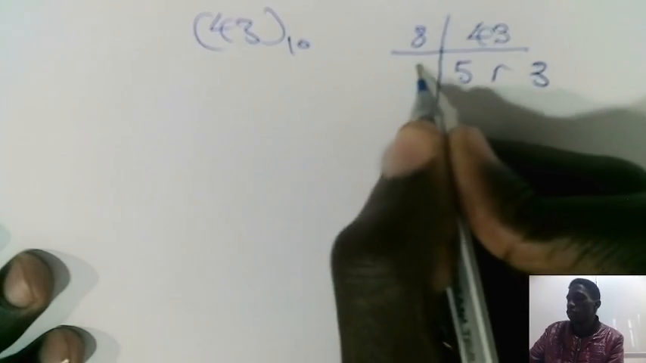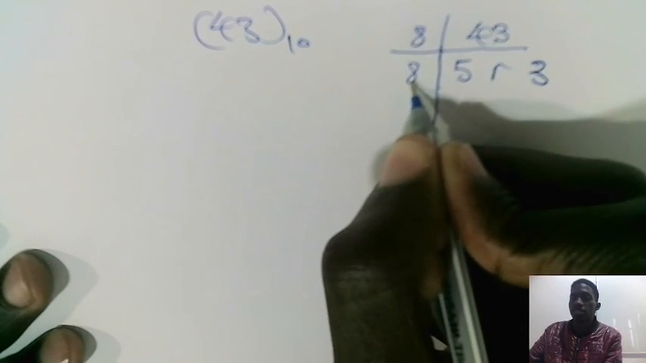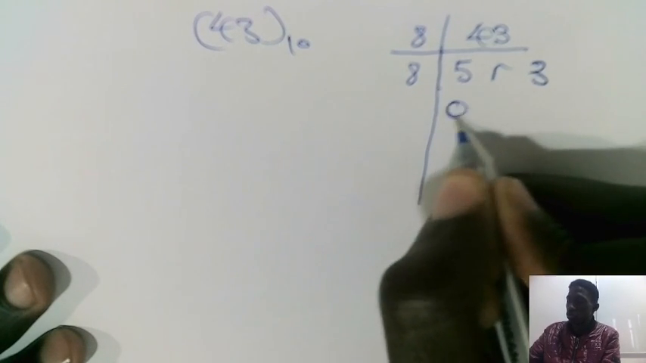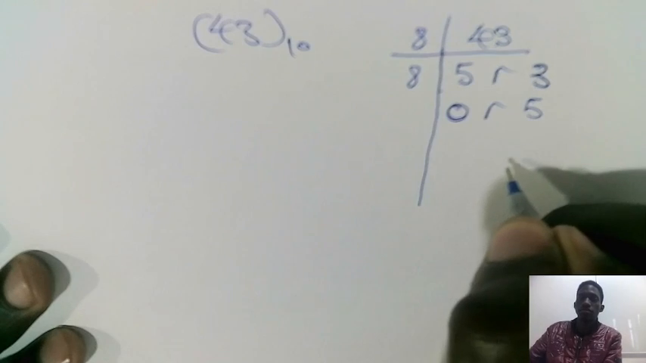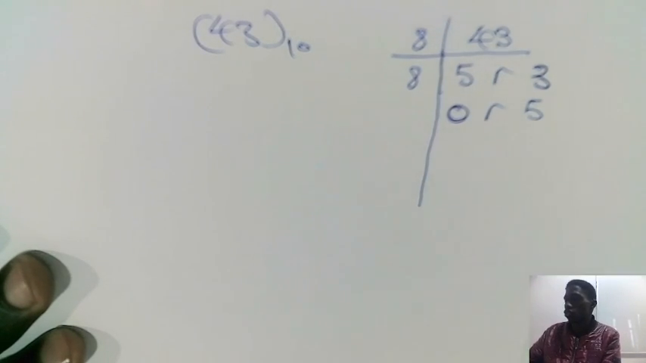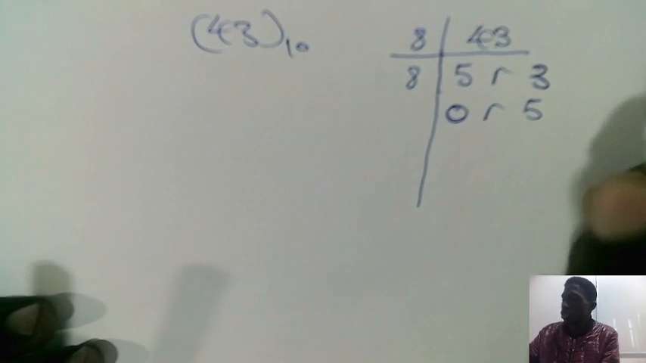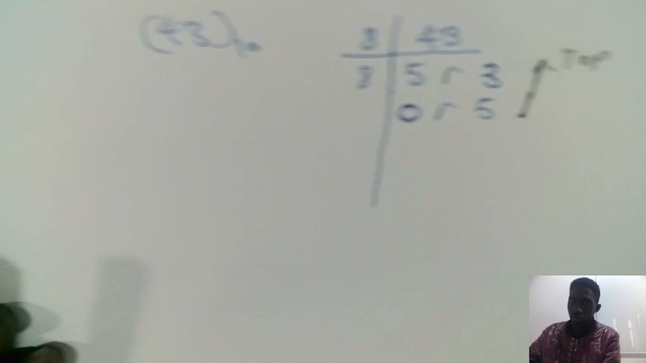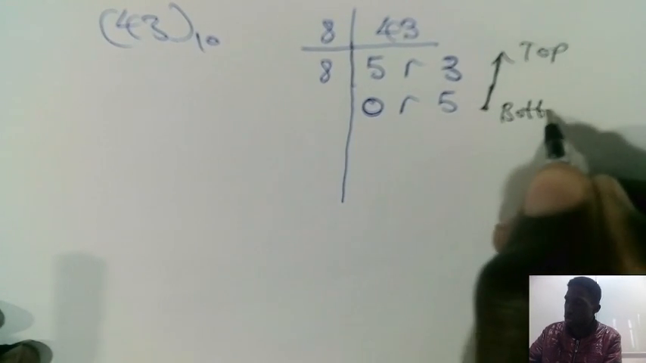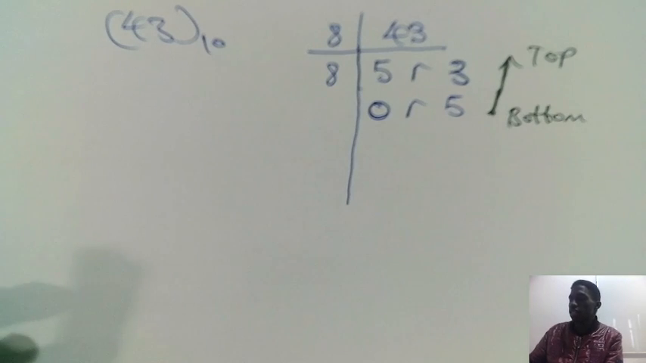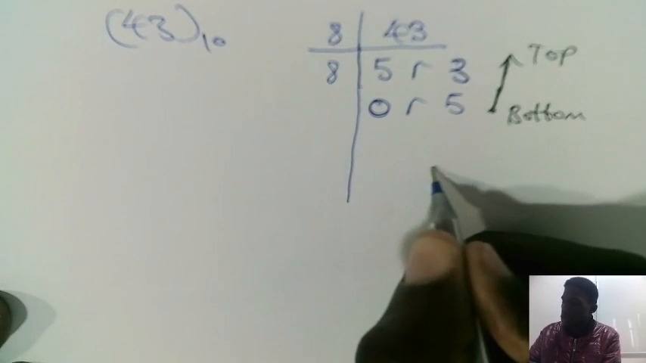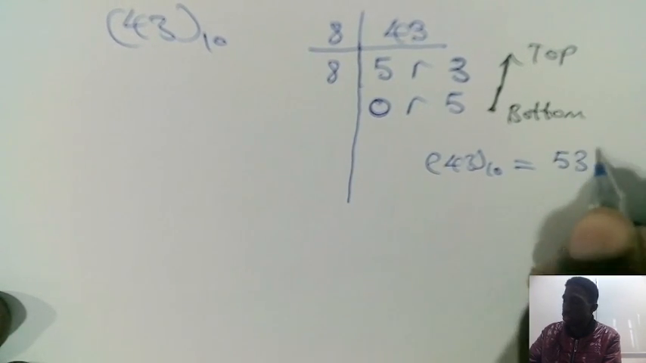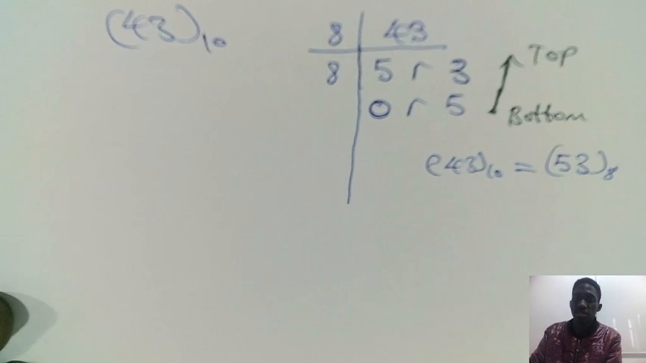If I'm to divide 5 by 8, that cannot happen. It's going to be 0 point something. So we write 0, remainder 5. And as usual, we are reading the results from the bottom to the top. So that's the answer. We can now confidently say that 43 in base 10 is equal to 53 in base 8.